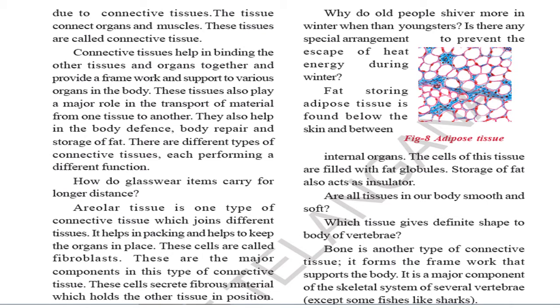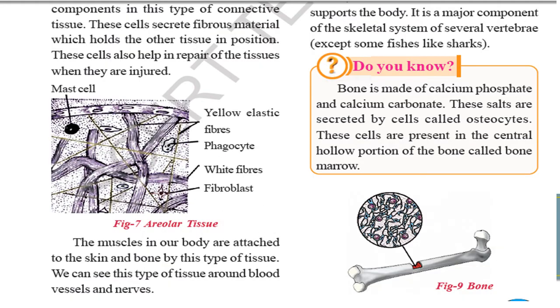Are all tissues in our body smooth and soft? No. Which tissue gives definite shape to the body of vertebrates? Bone is another type of connective tissue. Everyone has bones. We have 206 bones in our body. Everyone knows, and all bones are important, even small and big. They have their own specific functions. It forms a framework that supports the body. It is a major component of the skeletal system of vertebrates, except some fishes like sharks. All of you know that.